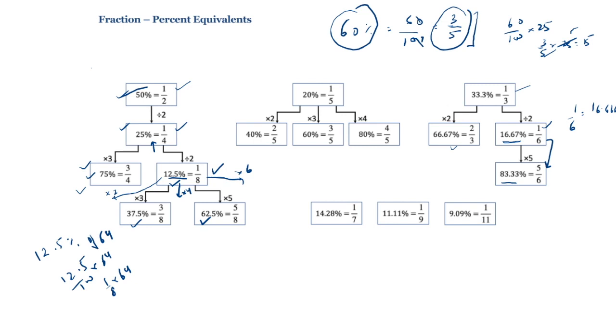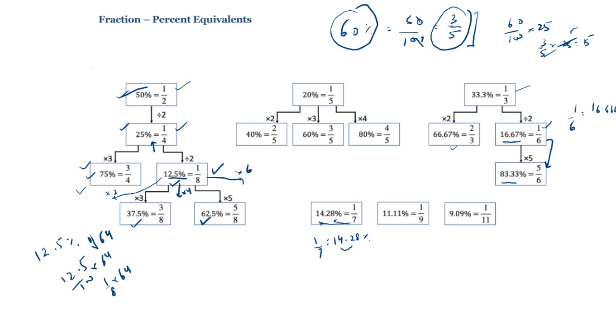Now, 1 by 7 is 14.28%. Quite fortunate, right? Because 7 twice is 14 and 7 4 times is 28. So I like to remember it this way. 1 by 7 is, I'll twice it, it becomes 14, and I'll twice it again, and I get 14.28%. These are just small tricks to help you remember these fraction percent equivalents.